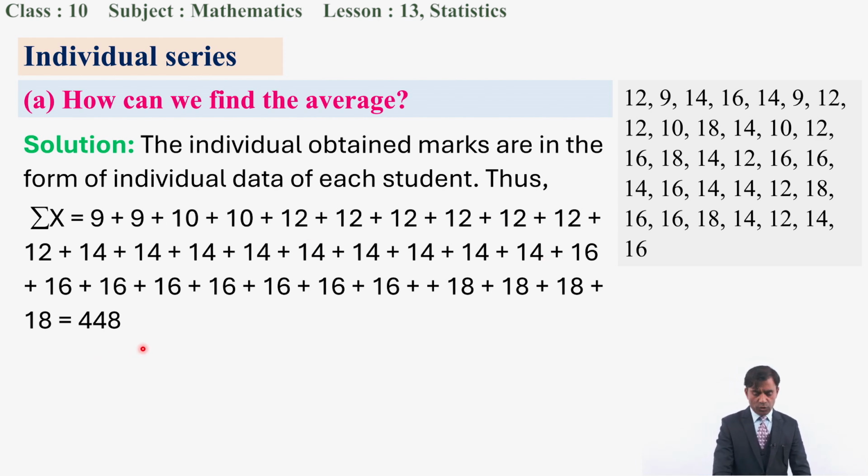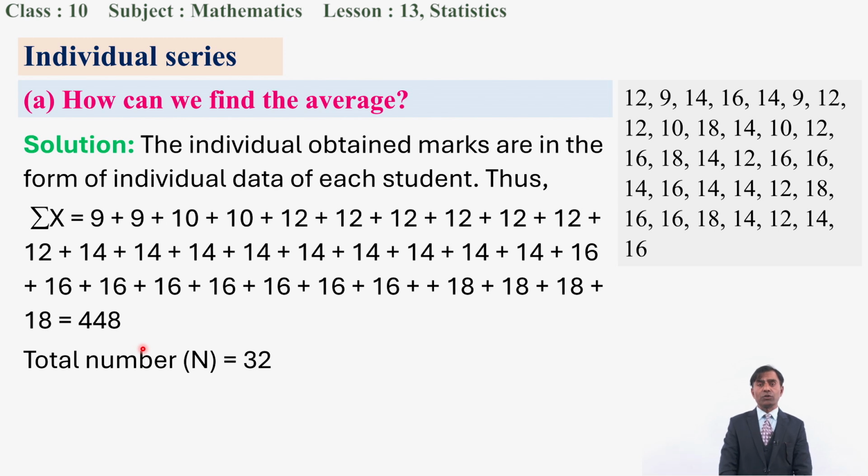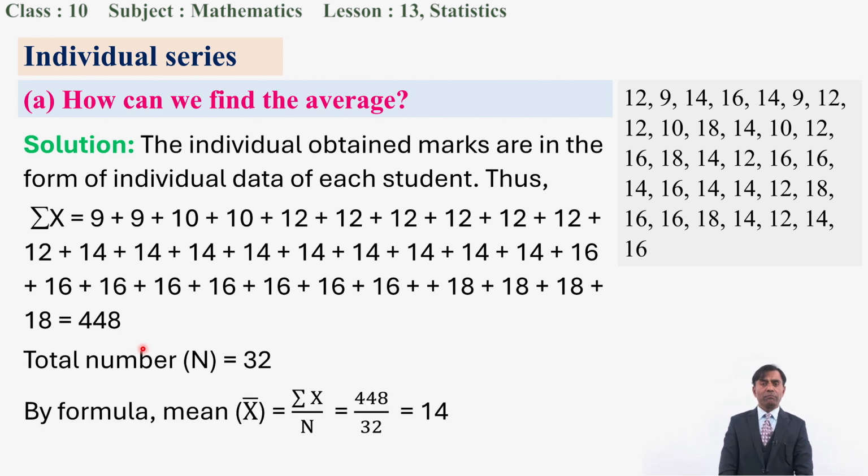How many total students are here? 32. This is marks obtained by individual 32 students. We find their sum, means total of the marks. How much total marks they obtained, means obtained by 32 students, that is 448. N is equal to 32. Then mean x bar is equal to summation x by n, and 448 divided by 32, its total is 14. It means after division the result is 14.